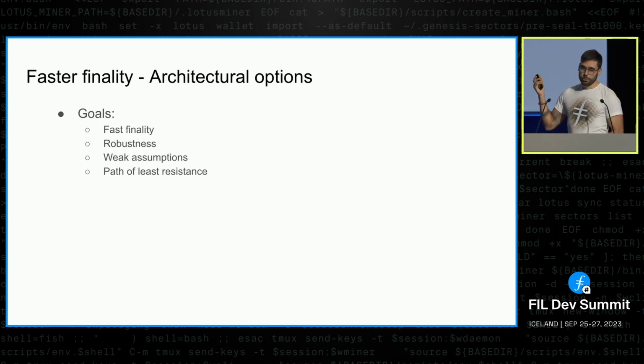Then we looked at multiple options to get faster finality. First, we set up a set of goals, which I list here. Of course, getting faster finality, but that cannot come at the cost of a weaker security model, so it has to be a robust system. We don't want to make strong assumptions, or we don't want to be the cause for strong assumptions in the system. And we also don't want to make significant changes. So the fewer changes we can make to the existing system, the better, right? We want to follow the path of least resistance.